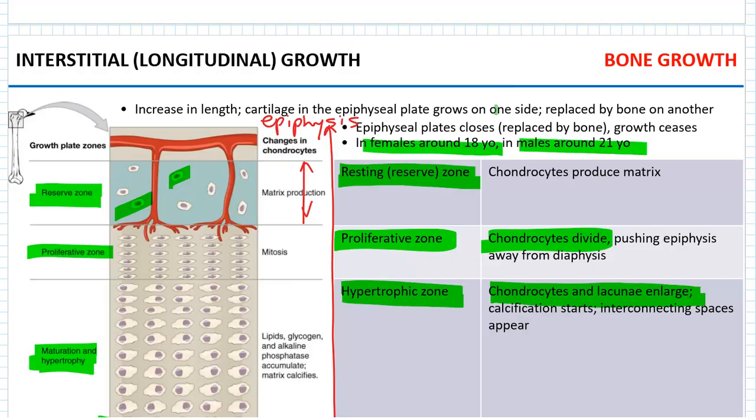Why? What drives the growth spurt during puberty? Hormones. Which hormones? Estrogen in females, testosterone in males. Puberty occurs in females earlier. That's it. Does that make sense? It is because of the transition of cartilage to bone.